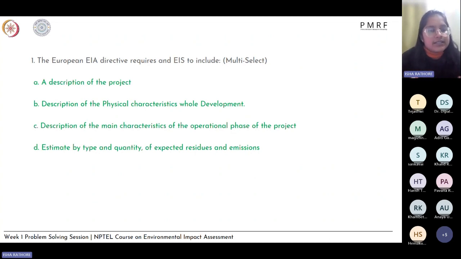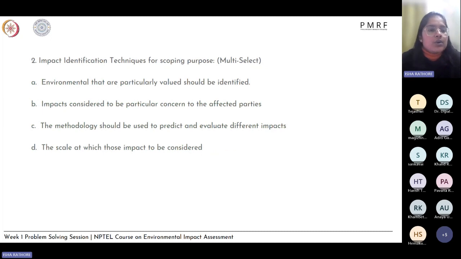Then you estimate the type and quantity of the residues and emissions which are being generated at different stages of the project. So certain criteria and conditions need to be met. We will see them in further weeks. But the report includes all of these 4 sections and several other sections which we will see. So A, B, C, and D are all the correct answer. Okay, so moving on to question 2.